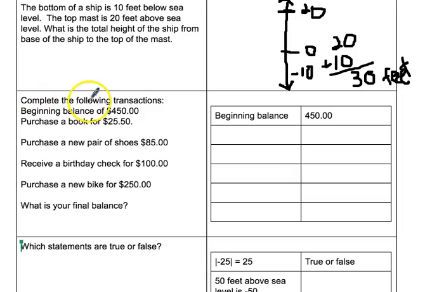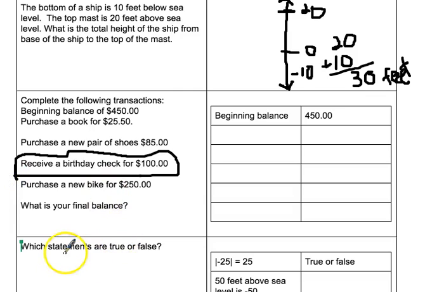Complete the following transactions. Yesterday, we looked at one that looked like this, but there was one that I did not read very carefully. And so I've got a similar item in here, and we're going to pay attention to this. So I have 450, and I am going to subtract, because if I am purchasing, I need to be able to subtract. So I have 450, and I'm going to subtract $85.